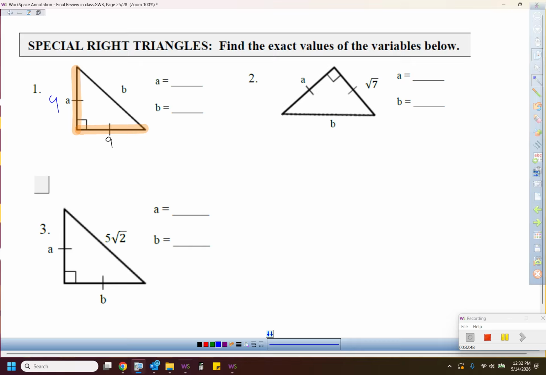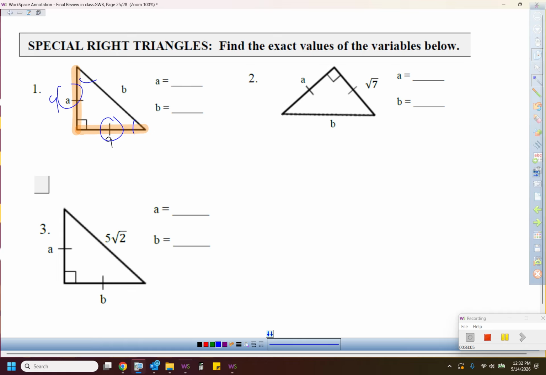So my question to you is, which one of these special triangles is it? 45, 45, 90 or 30, 60, 90? Since it's isosceles, what has to be true about those two angles right there? They're the same. And since that's 90, shouldn't the other two have to add up to 90? So 45 and 45. Isn't this a 45, 45, 90 right triangle?